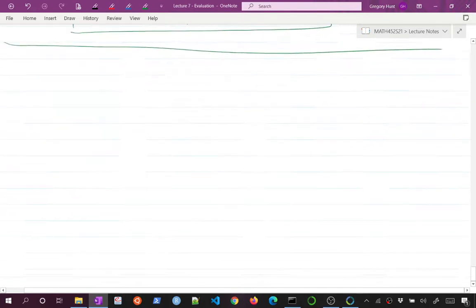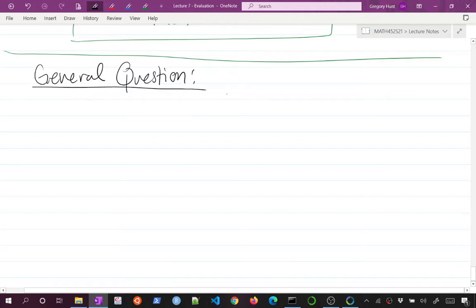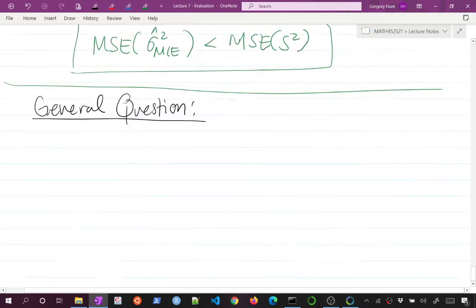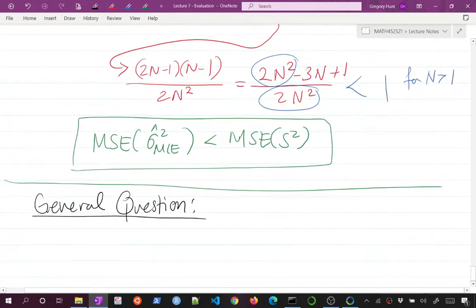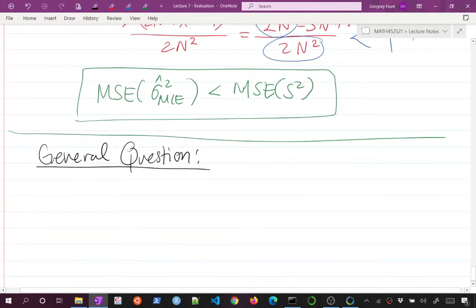It leads to a more general question, and this is kind of for fun. A general question here is that we showed that if we use a denominator of n, as opposed to a denominator of n minus 1, we actually get an estimator with a lower MSE. And the question is, is there some other denominator that actually gives us an even lower MSE?